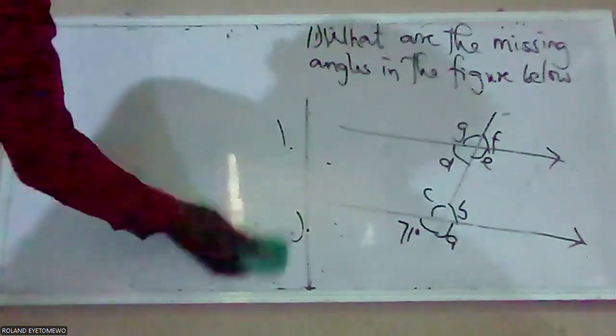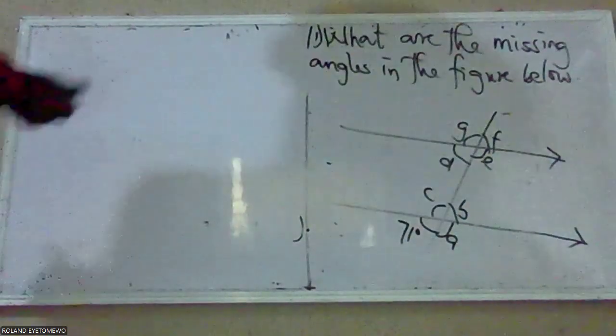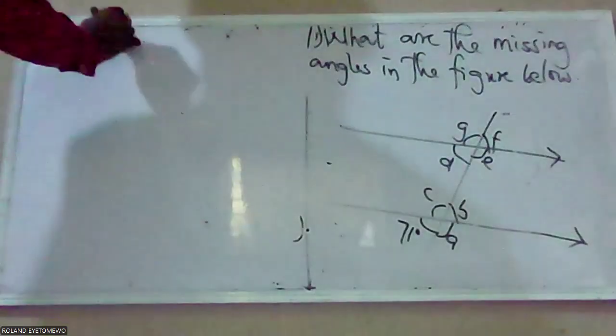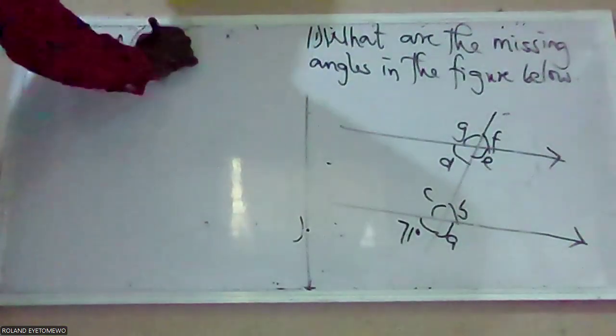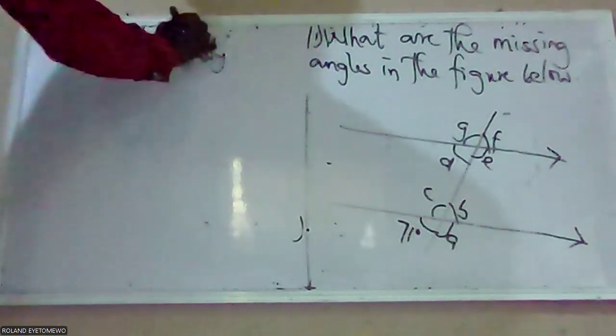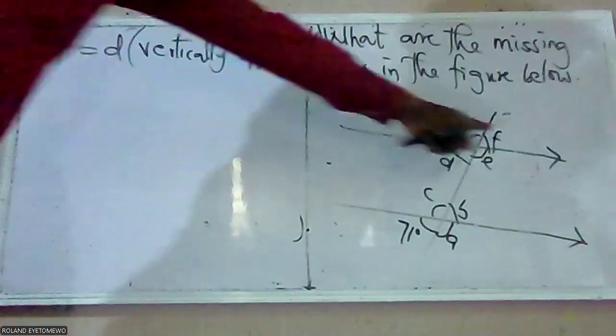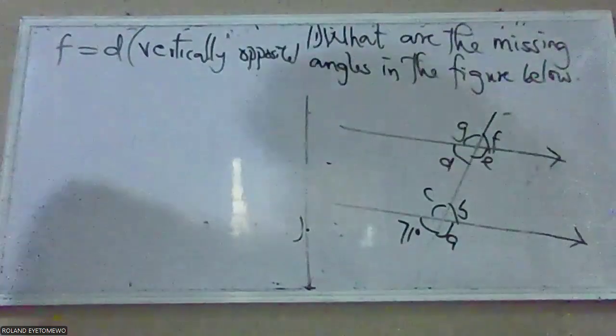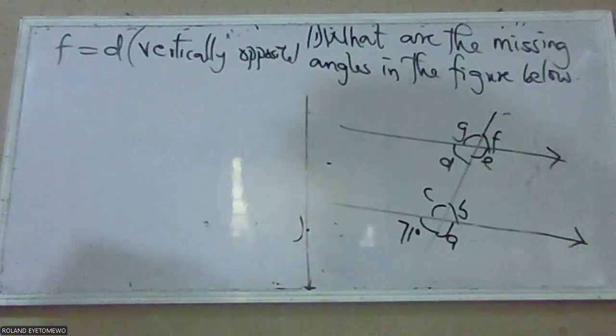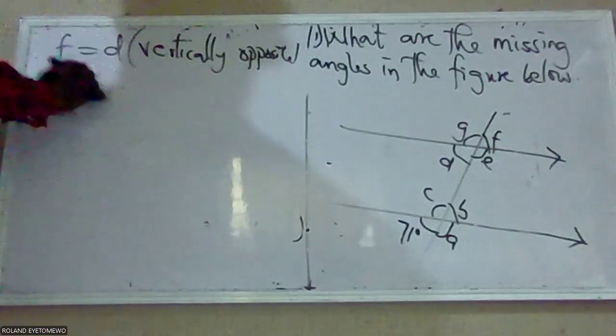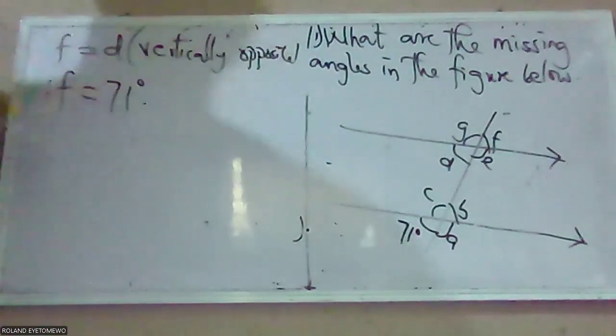That angle there is F. F is equal to D. What's the reason? Vertically opposite. Therefore, F is equal to 71.